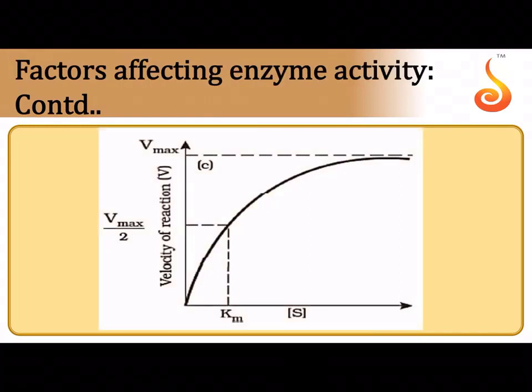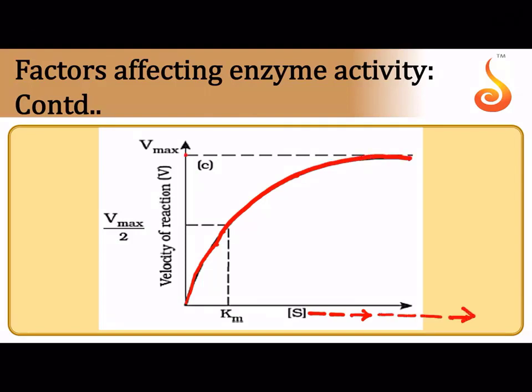Factors affecting enzyme activity. Here you are gradually increasing the substrate concentration, keeping the concentration of the enzyme constant. As you increase the substrate concentration, the rate of the enzyme, the velocity, the speed of the reaction will keep increasing. That means substrates are getting converted to products. But notice, beyond a certain point, no matter how much you increase the substrate concentration, the velocity of the reaction attains a maximum value that is referred to as the Vmax.